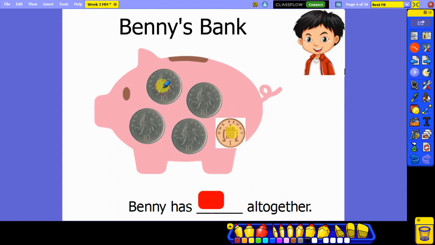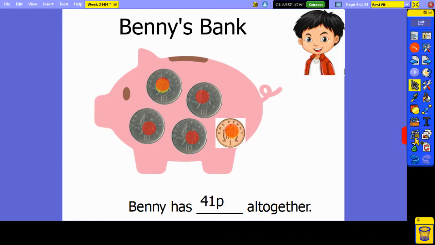Okay, I've got a 10, a 10, a 10, 4 tens. I know that 4 tens is equal to 40, and I can always double check: 10, 20, 30, 40. And then I've just got one more. One more than 40 is 41. Remember, you need the P afterwards to show that you were counting money and pence. 41 pence altogether.